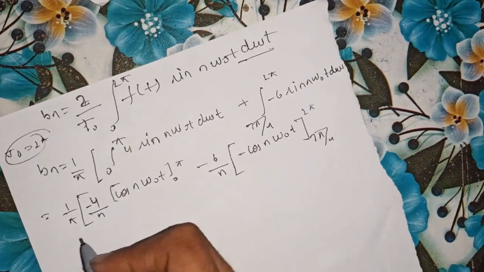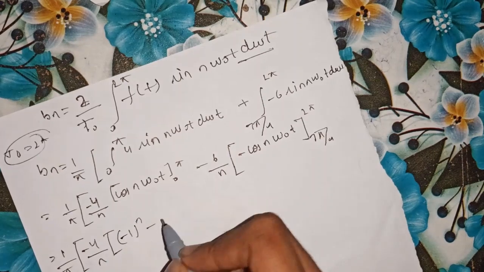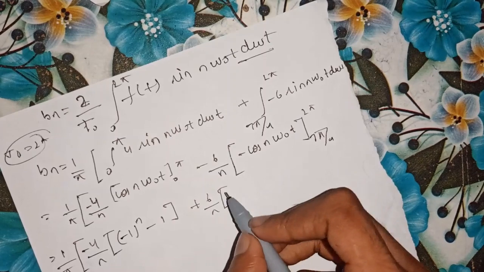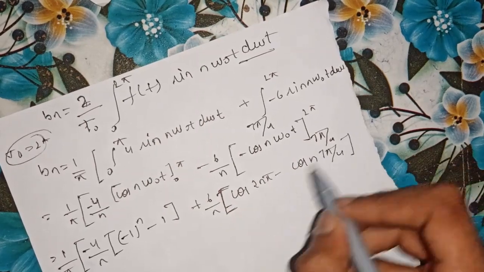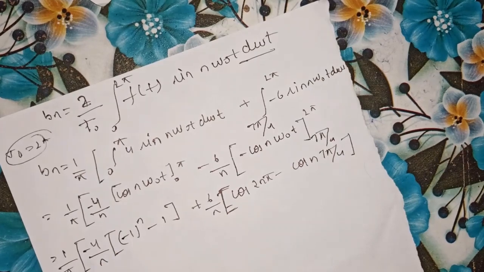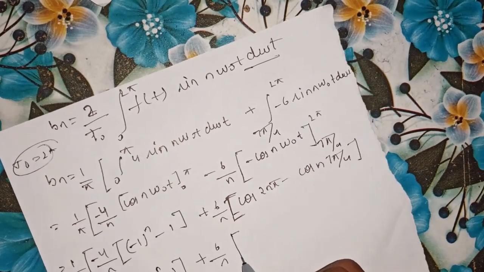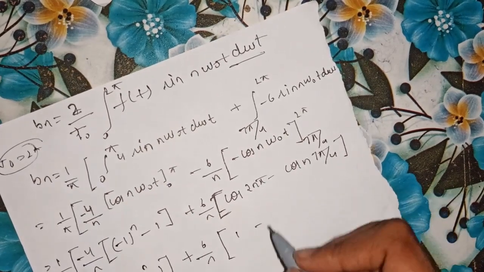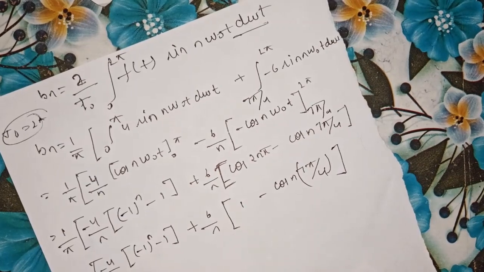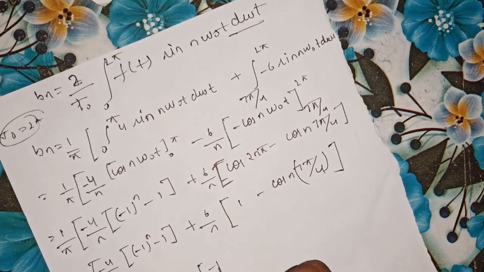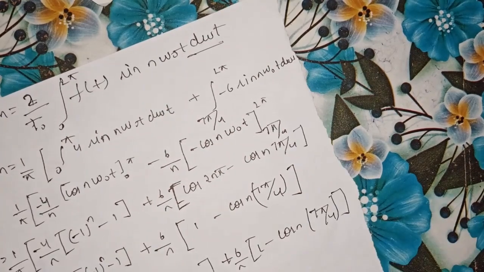Obviously n is constant, I've taken it out, and simplification: 1 by pi minus 4 by n, cos n pi is minus 1 to the power of n, minus cos 0 is 1, minus into minus plus, 6 by n, cos 2n pi minus cos of n 7 pi by 4, which will be equal to 1 over pi minus 4 by n, and this will be minus 1 to the power of n minus 1 plus 6 by n, and here we have cos 2n pi, which obviously gives a value of 1, and cos n 7 pi by 4, let it write 7 pi by 4 as it is, and this we get the values as bn equal to 1 by pi, minus 4 by n is constant, and minus 1 to the power of n minus 1 plus 6 over n, 1 minus cos of n 7 pi by 4 is your value of bn.